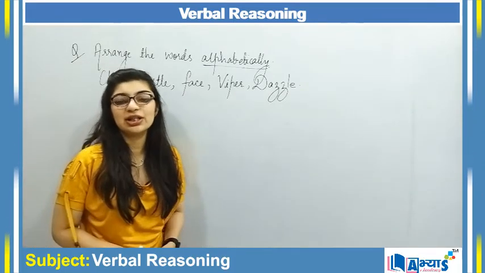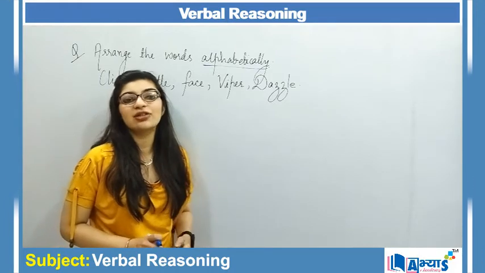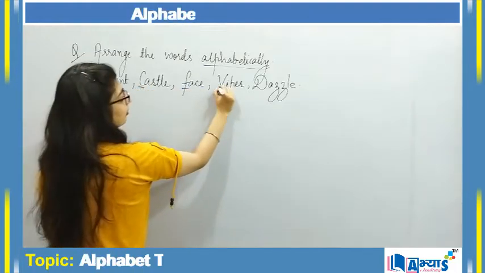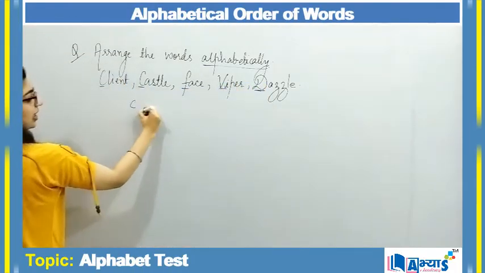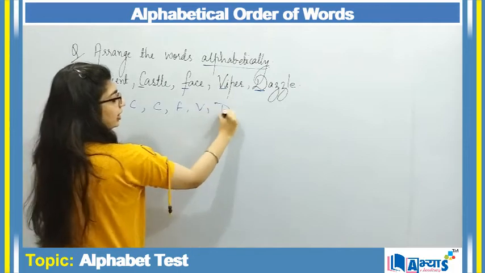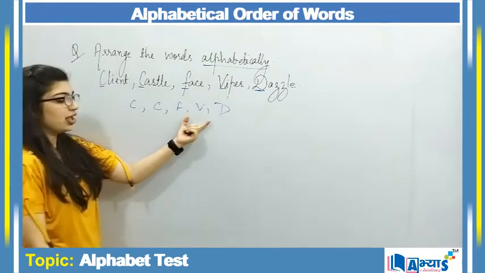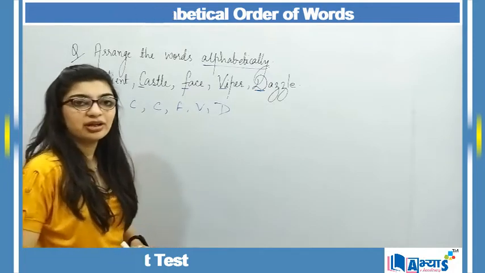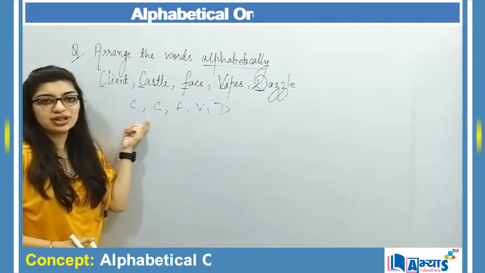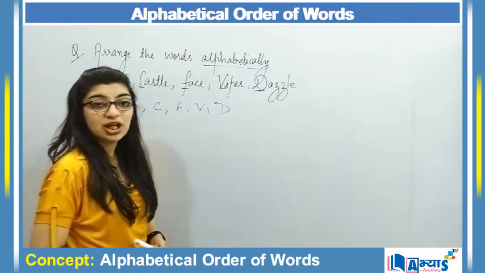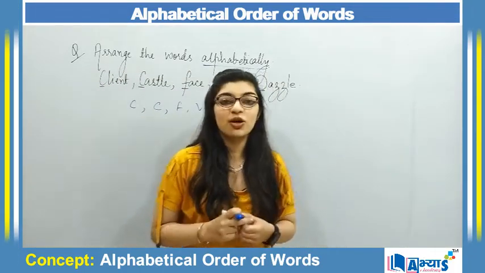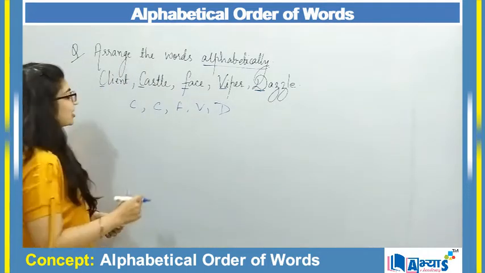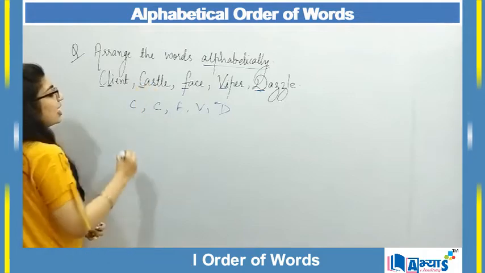Out of these 5 words, I have to find out which word has to be arranged first. For that, I will consider the first letter of every word. I say C, C, F, V and D. Out of these 5, 3 letters are very clear, that F, V and D I know how I can arrange. But out of these 2 letters which are common, I get confused that which word will follow the other word. So for that, I have to switch to the next letter, and when I switch to the next letter, I see that the next letter is L and A.